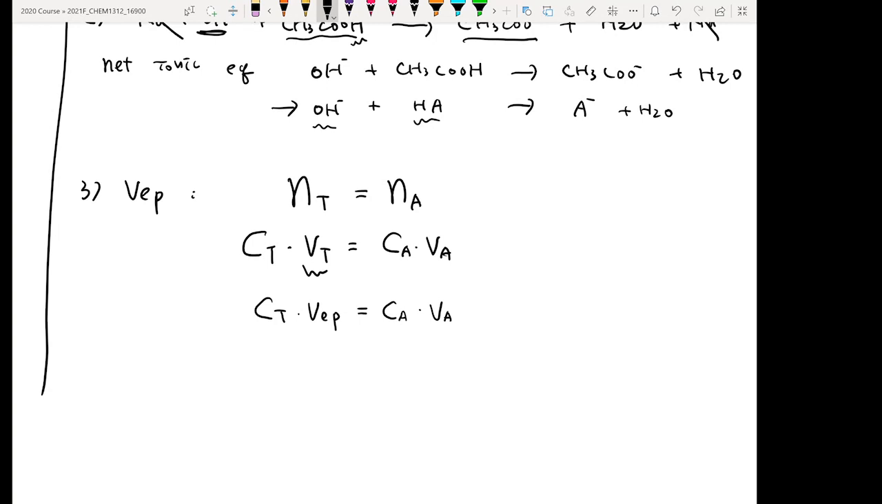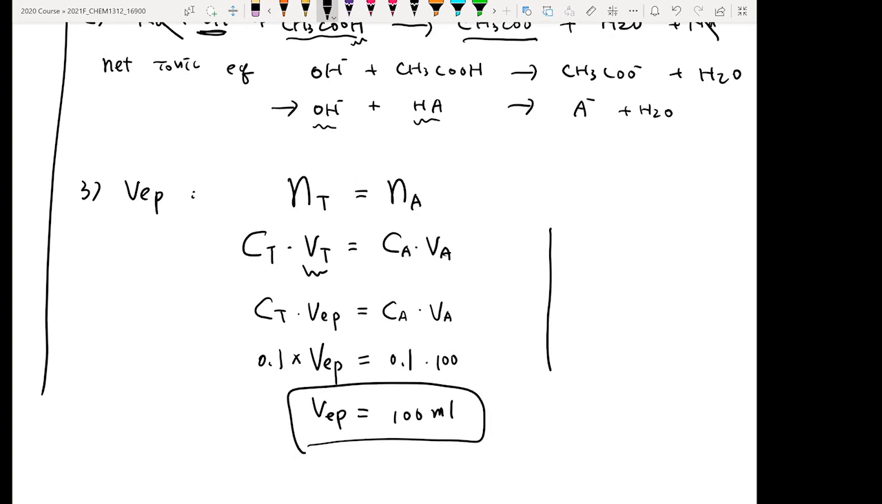The concentration of your titrant, which is the concentration of NaOH, in this case is 0.1 M. The volume is the thing you're looking for. You want to know how much you should add into your flask so that you can reach your equivalence point. The concentration of your analyte is also 0.1 M for your acetic acid, and the volume of your analyte is 100 mL. So from here, we can clearly see the VEP is going to equal 100 mL.